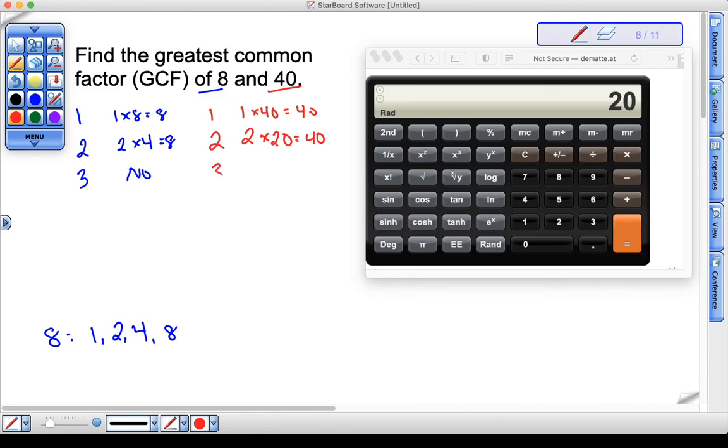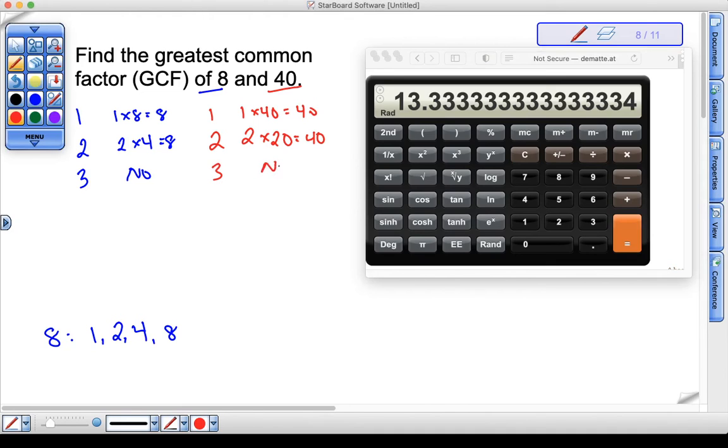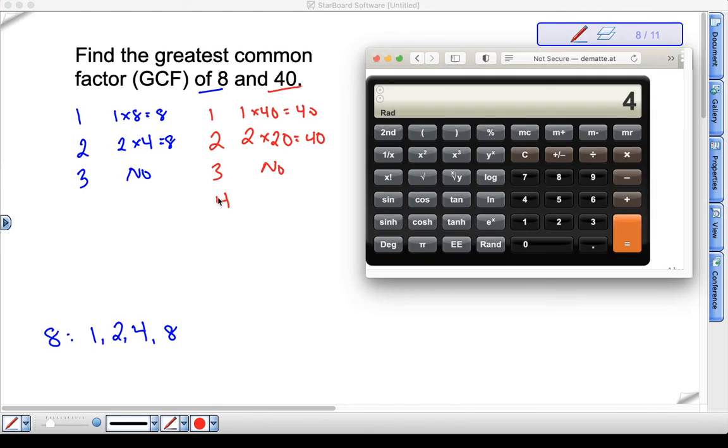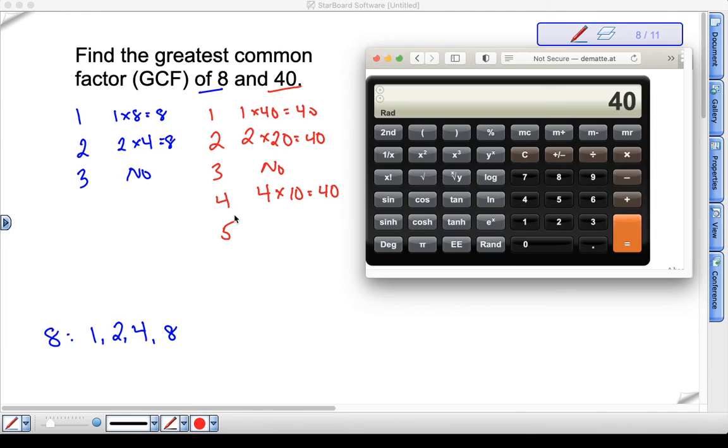Next number to try is 3, and if I do 40 divided by 3, I get a decimal, so that's not going to work. That is a no. I have to try 4 next. So if I put in 40 divided by 4, an answer of 10. So that's another one that does work. I have 4 times 10 is going to be 40. And try 5 next. So let's go to calculator. 40 divided by 5, get an answer of 8.